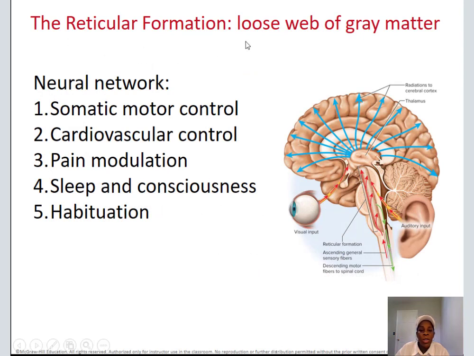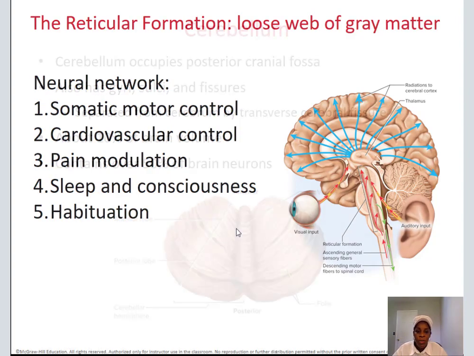So what is the reticular formation? It's like a loose web of gray matter. To conclude this lecture, we talk about the brain. We said the brain is very complex. So the reticular formation is like an extension connecting every part of your brain. What does it do? It does somatic control, cardiovascular control, pain modulation, sleep and consciousness, habituation, just to show you that the brain is not something separate where everything is done in one little part. The whole thing is connected by this reticular formation, where you have projections from different neurons going into different parts of the brain to connect everything in your body.